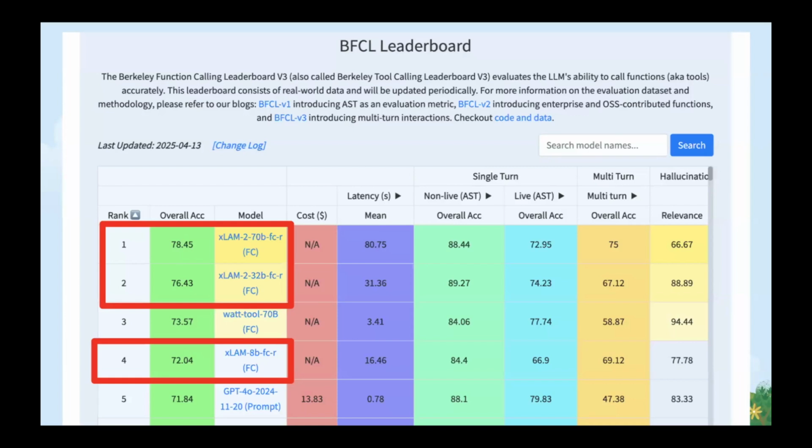and 2 on the Berkeley function calling leaderboard, beating, if you check that leaderboard, you can see in this screen clip, beating GPT-4o, beating plenty of other industry models. And most impressively, if we look at our 8B model, so only 8 billion parameters, that's a really small model, beating GPT-4o on these tasks.